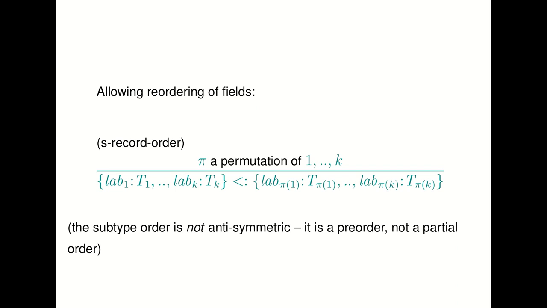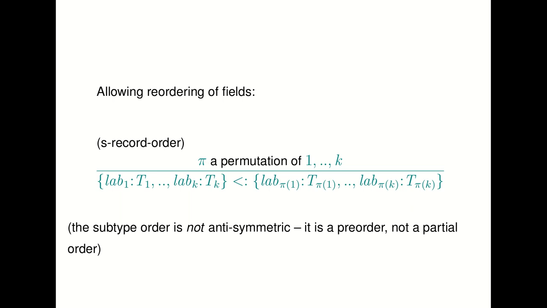And the thing I want to reiterate is that the subtype order is not anti-symmetric. So if A is a subtype of B, it's absolutely not the case that B is a subtype of A. So subtyping is a pre-order. It is not a partial order. Subtyping is not anti-symmetric, so it's a pre-order. So if A is a subtype of B and B is a subtype of A, then that doesn't mean that A and B are actually equal.